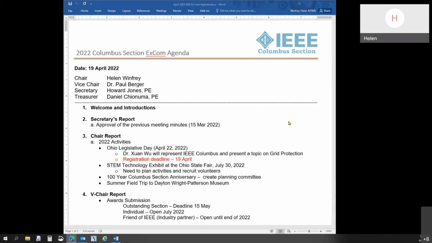Okay, so we can go to the report. I think the pressing activity that we have is the deadline for the Ohio Legislative Day, which is coming this Friday. So make sure, if you want to attend, register today.